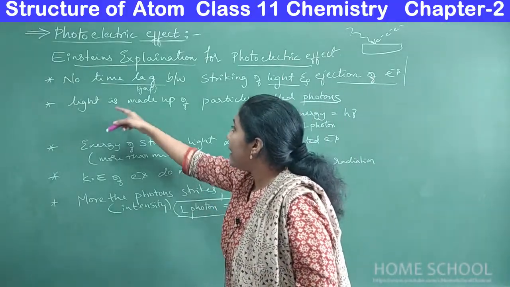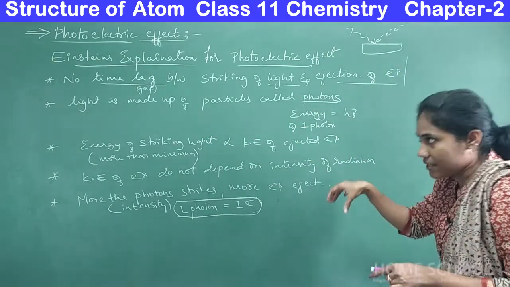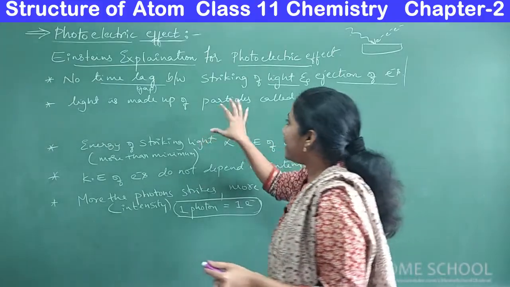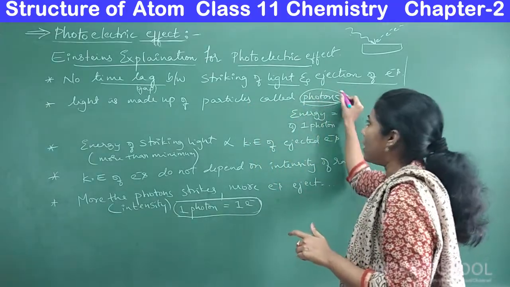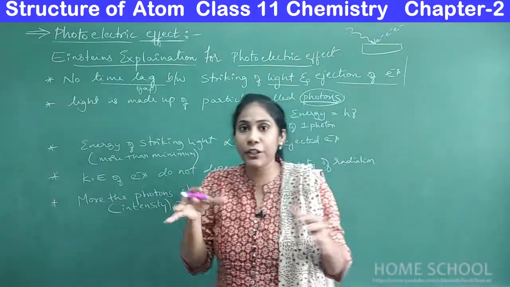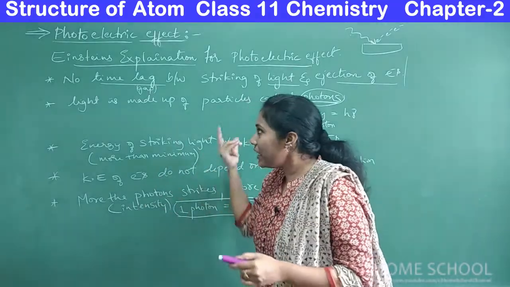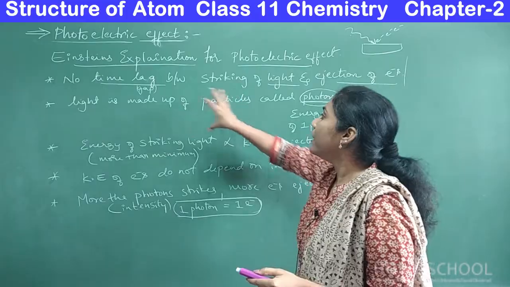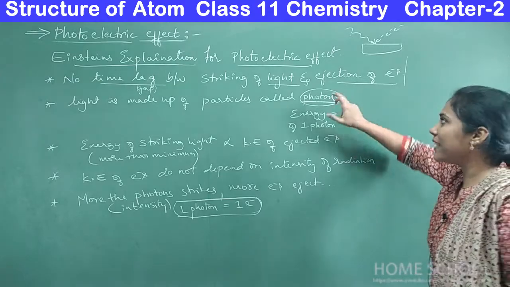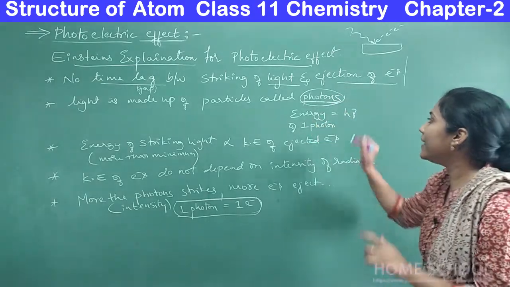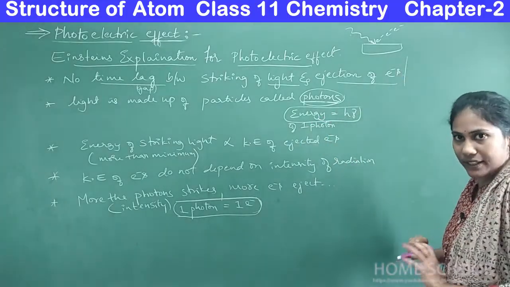Fine. Next point: there's no time lag between striking and ejection, which means that he told the light is made up of small particles. He called those particles photons. Planck introduced his quantum theory and called those particles quanta, right? But Einstein says that if it's visible light, the smallest particle he called a photon, and each photon has a certain energy equal to h nu. So as frequency increases, the energy of that radiation increases.